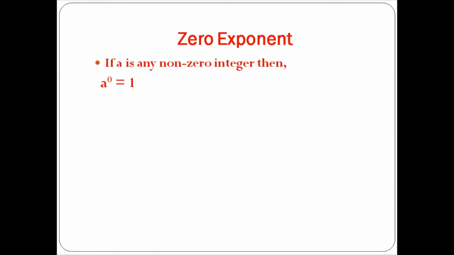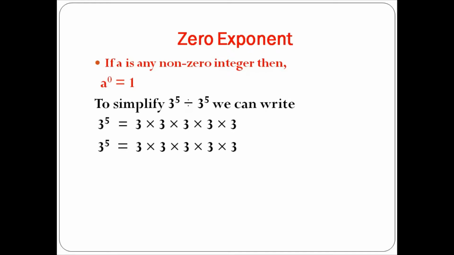How to prove it? Let's take one example. To simplify 3 raised to power of 5 divided by 3 raised to power of 5, we can write 3 raised to power of 5 divided by 3 raised to power of 5. If we expand it, we will get this. Now you can see all the denominators and all the numerators are the same. So if we cancel them, we'll get the answer 1. So we can say that 3 raised to power of 5 divided by 3 raised to power of 5 is always 1.